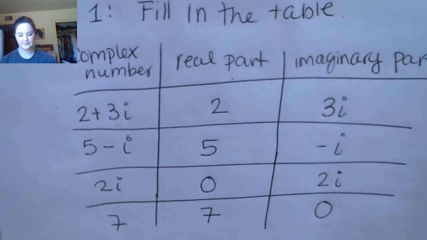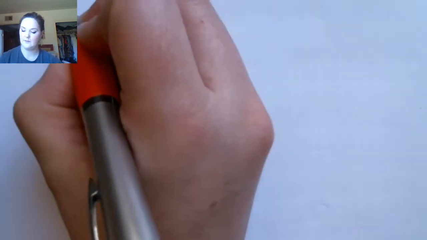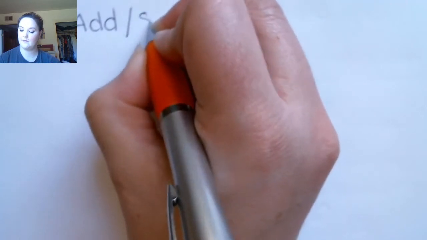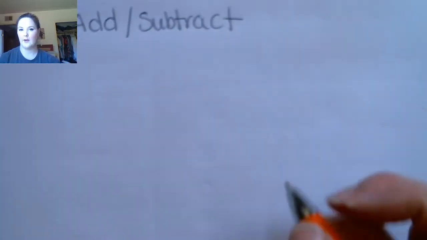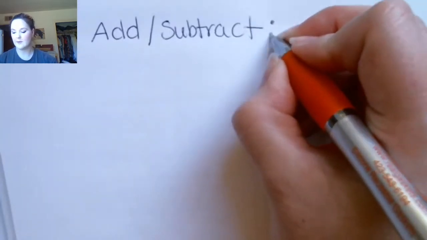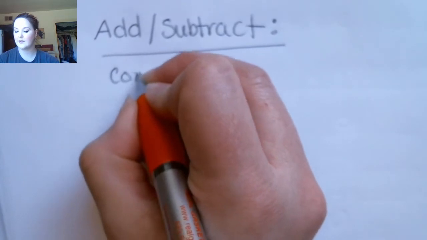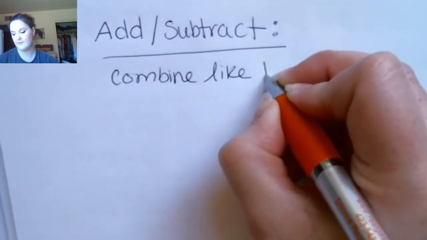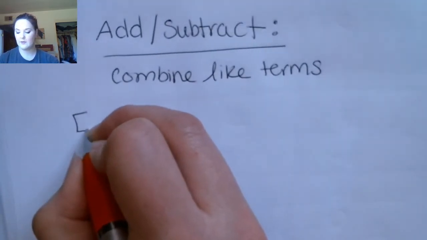All right, now let's talk about how to do some operations with these numbers. If you want to add and subtract complex numbers, the main point is you want to combine like terms. Okay, so let's look at an example.